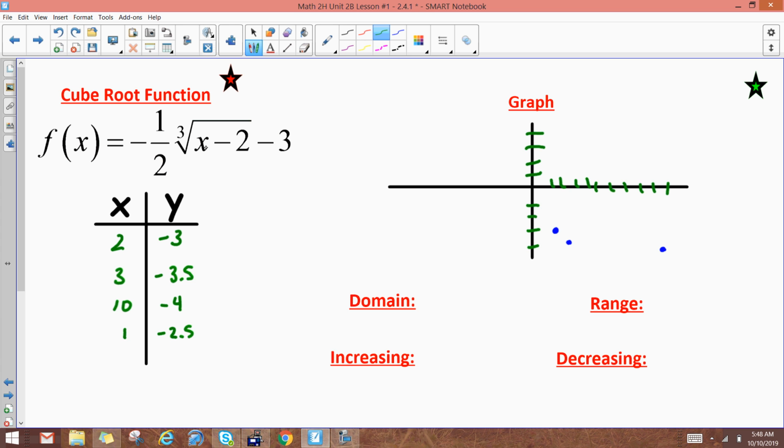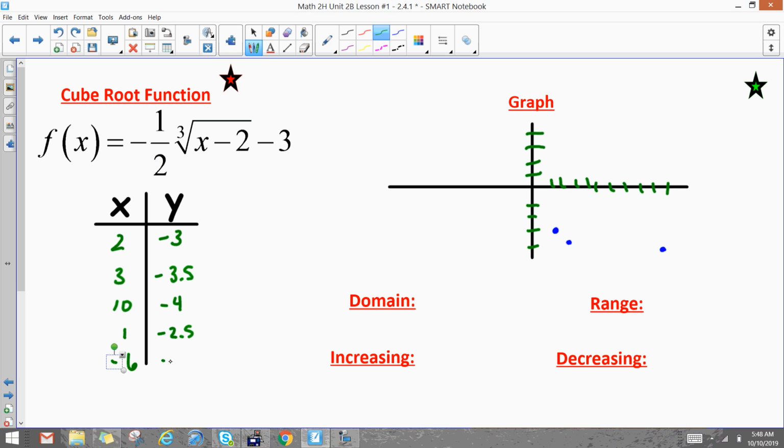Negative 8 worked. So to get a negative 8, I'm going to put in a negative 6. Cube root of negative 8 is negative 2. Negative 2 times a negative 1 half is a positive 1. 1 minus 3 is negative 2. So let's plot a couple more of these points.